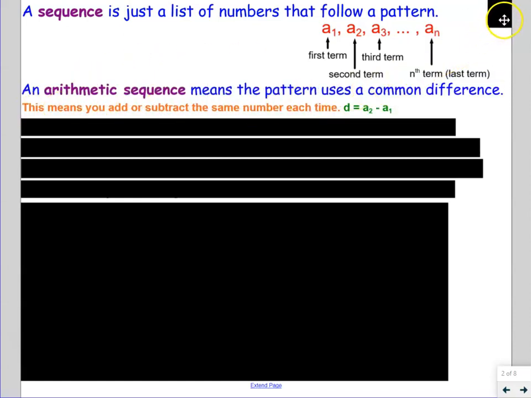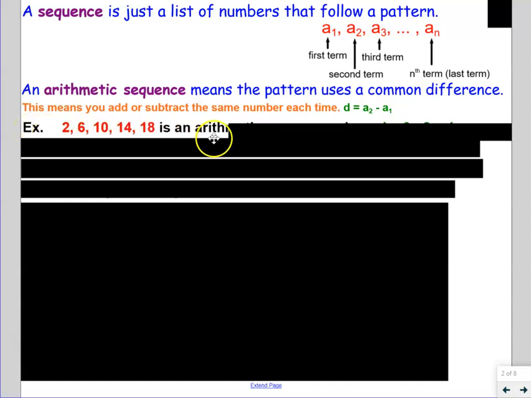An arithmetic sequence means that the pattern uses a common difference. That means you're going to add or subtract the same number over and over again. The formula for common difference, d, would be a sub 2, the second term, minus a sub 1, the first term. And it could actually be any two consecutive terms. It could be the 9th term minus the 8th term, or the 10th term minus the 9th term, or the 5th term minus the 4th term.